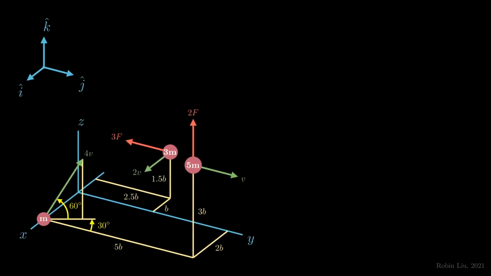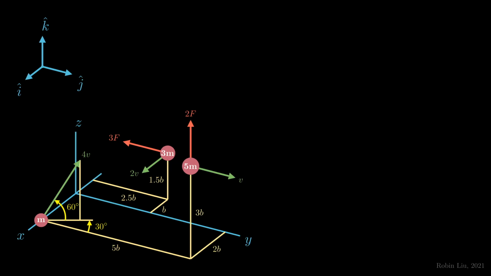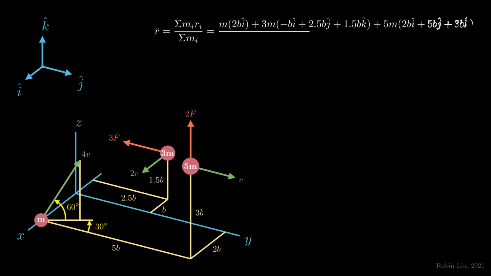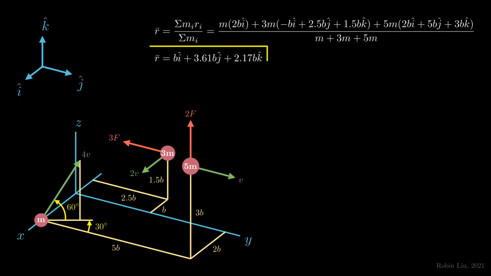The question asks for a lot, so let's take it one at a time. R bar is the center of mass of the system. We can find it by taking the weighted average of the positions of each particle and using the mass of each particle as its weight. Notice how I'm using the i, j, and k vectors to denote the position of each particle. After expanding the expression, we can simplify down to the answer.